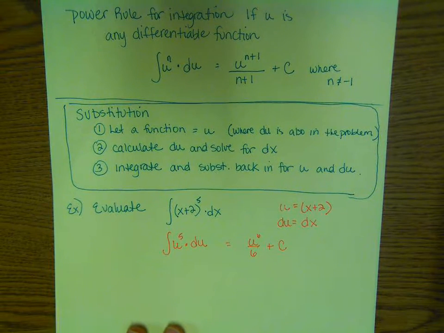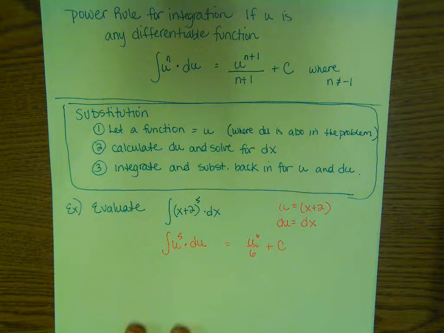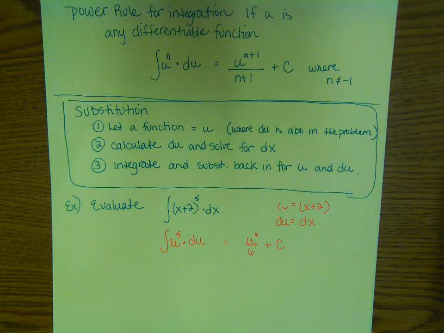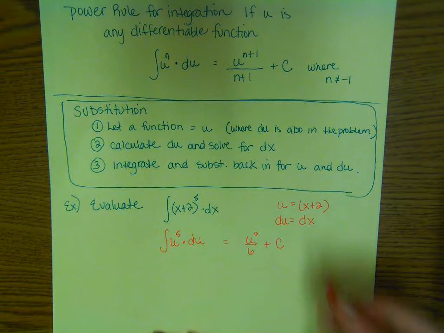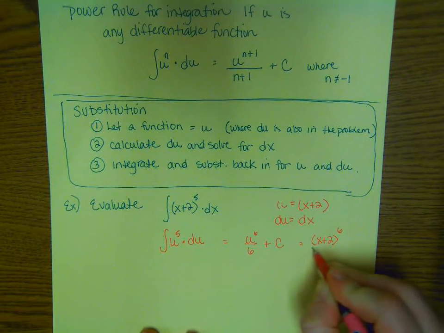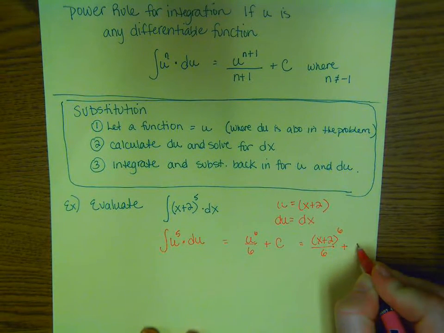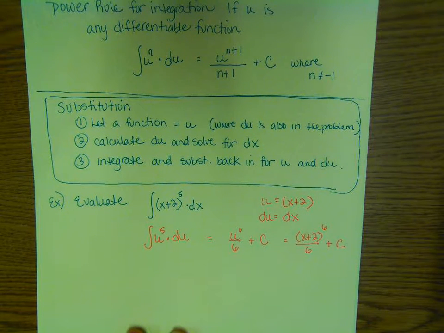So now we basically put u in there to make the integration process easier. But then we put what u equals back in. So this would be (x plus 2) to the 6th divided by 6 plus c. That's it. Now I think some of you probably could have done that without the u substitution, but I think that basic example is helpful because it illustrates what's going on.